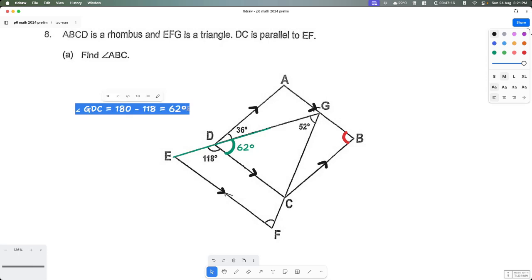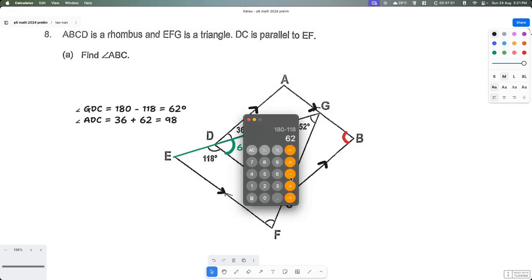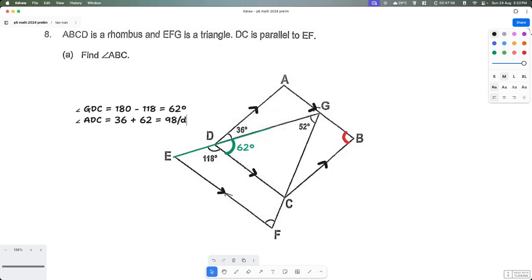So let's get angle ADC. Angle ADC is equal to 36 plus 62, which is equal to 98. Okay, double confirm, 36 plus 62 is 98. Alright, so 98 degrees. That means angle ADC is equal to, in this case, angle ABC.